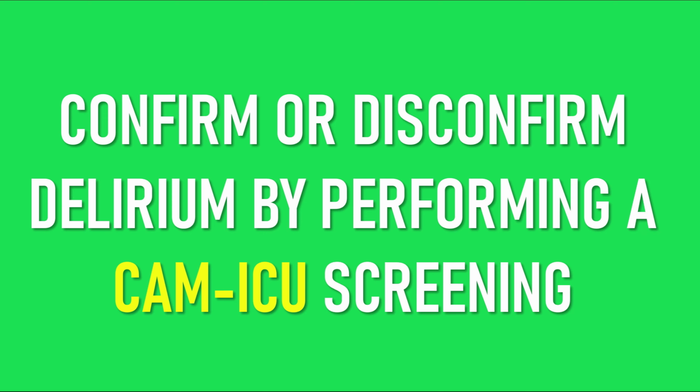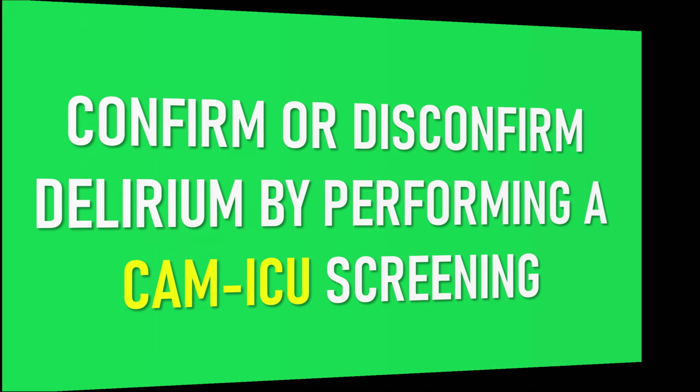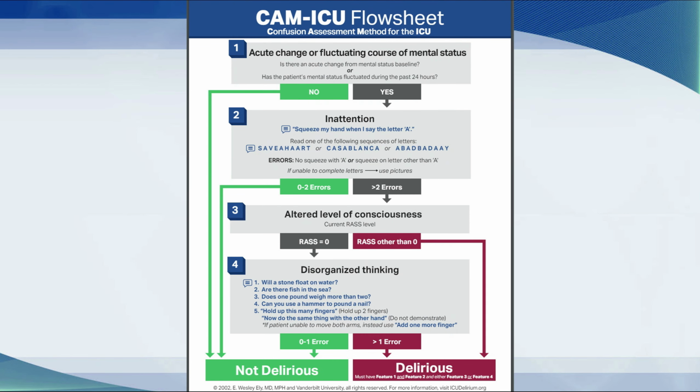The mechanism by which you confirm or disconfirm delirium is by performing a CAM-ICU screening score. And this is the flow sheet for doing CAM-ICU. There's fluctuating mental status, and so then you ask the patient to follow a series of commands and they squeeze your hands when the letter A is mentioned. If they make a lot of errors, then you do a RASS score, and if there's evidence of the RASS score being either positive or being 0, then you can ask a series of questions to see how the patient responds. And if they make errors, they are likely delirious.